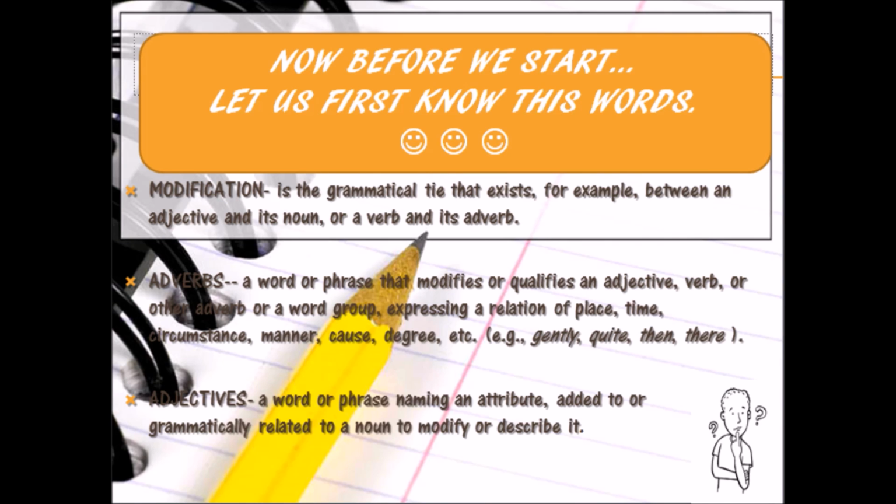First, modification. Modification is the grammatical tie that exists, for example, between an adjective and its noun, or a verb and its adverb. Second, adverbs. Adverbs are words or phrases that modify or qualify an adjective, verb, or another adverb, or a word group, expressing a relation of place, time, circumstance, manner, cause, degree, etc. For example, gently, quiet, then, and there.